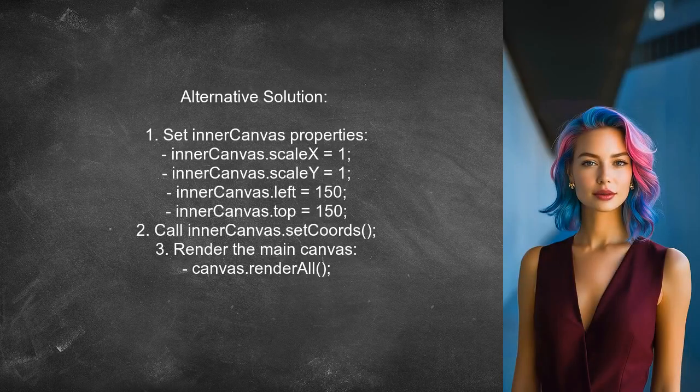An alternative solution provided by another user suggests adjusting the inner canvas properties before calling setCoords. They recommend setting the scaleX and scaleY to 1, positioning the inner canvas with left and top values, and then calling setCoords to update its coordinates. Finally, they advise rendering the main canvas again.